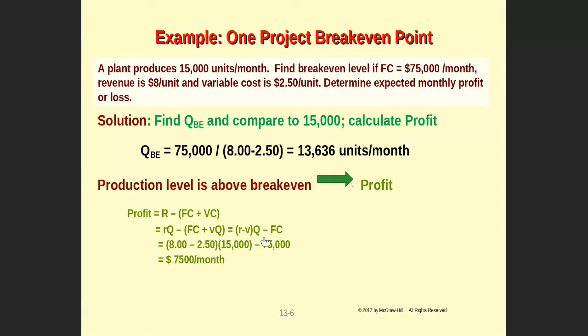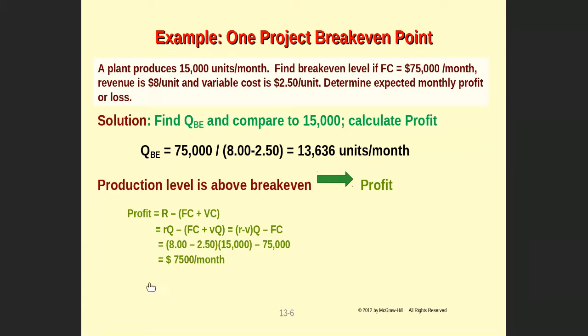To apply that formula, the revenue is 8, the variable cost is 2.5, and the quantity is the current production level. Don't confuse this with the break-even quantity. Q is the current given quantity, which is 15,000, minus 75,000, which is the fixed cost. That will give us 7,500.